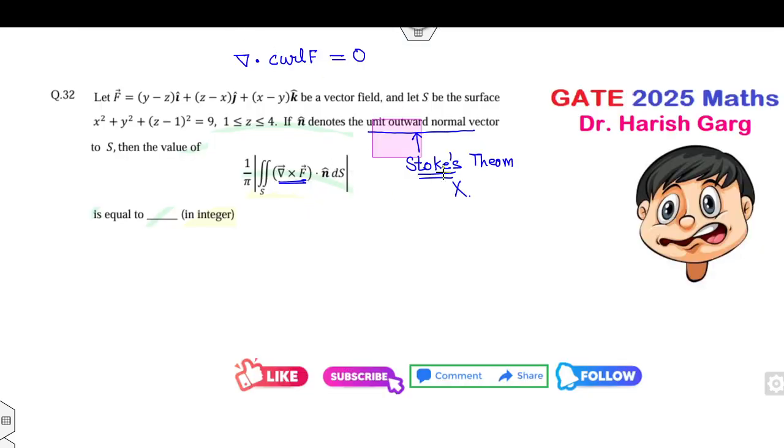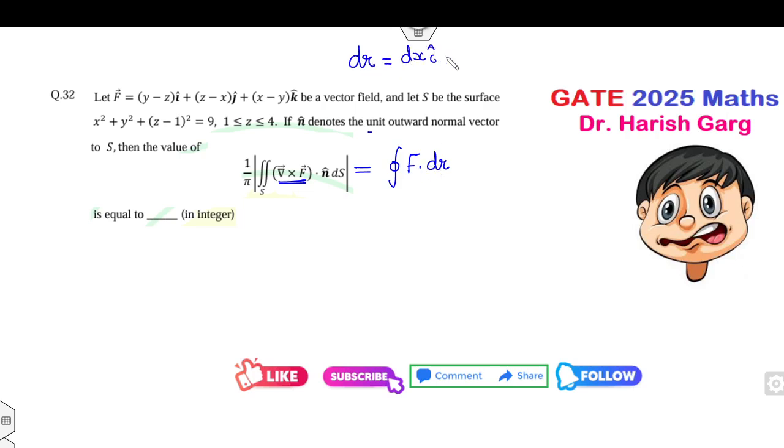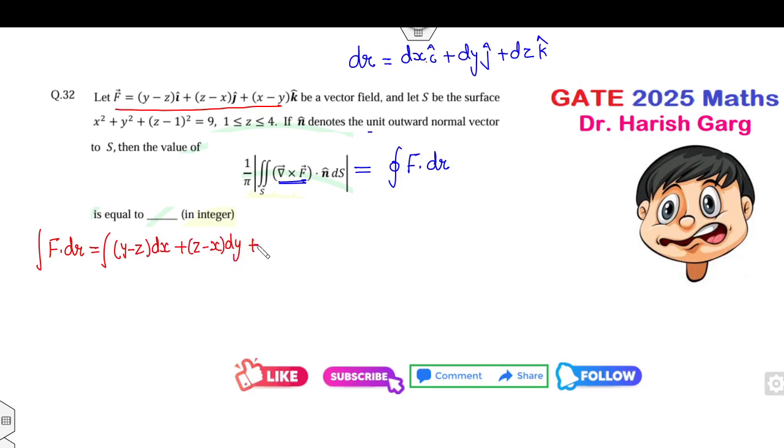So instead of the Stokes theorem, you can apply the line integral, which I call F dot dr. Whenever the divergence of the curl is 0, Stokes theorem is not applicable. You can apply the line integral. So what is dr? dx i cap, dy j cap, dz k cap. So I can substitute the value. What is F dot dr? F is in this case; you can take the dot product. It is y minus z dx plus z minus x dy plus x minus y dz.